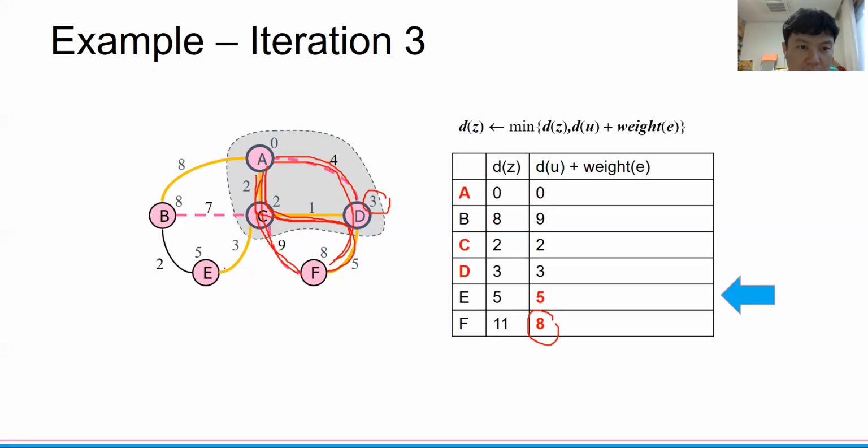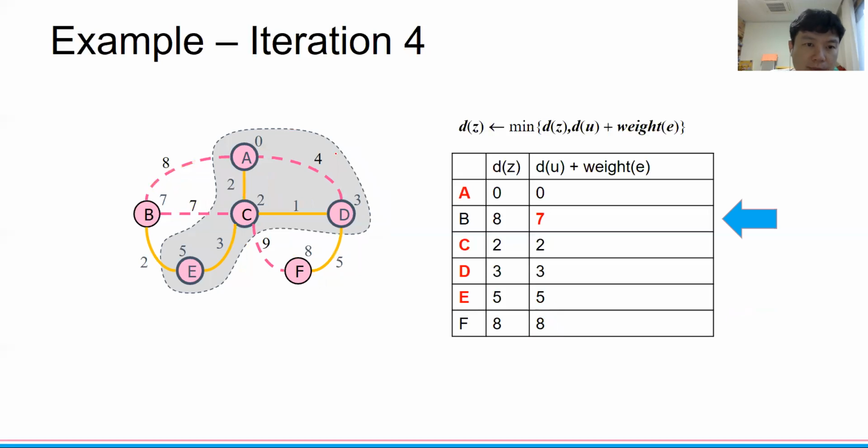And then what about E? Because we still have the route 2 plus 3, it's 5, the same. Then we have the new value of F, which is 8. And we want to go to the next minimum, which is 5. So we go to E. We explore A, C, D, E, and then we check.